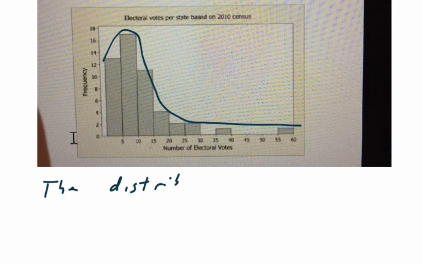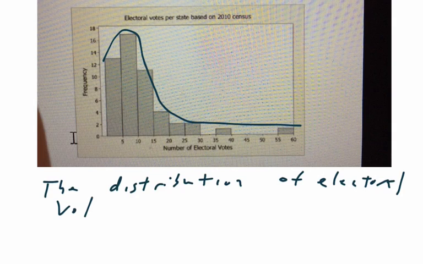Alright, so in problem number 2, they give me a histogram and they want me to discuss the shape, center, and spread for the distribution. So first of all, you see how it goes like this. So the distribution of electoral votes is skewed to the right because that's where the tail is.